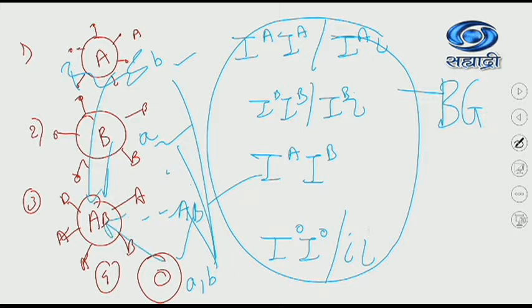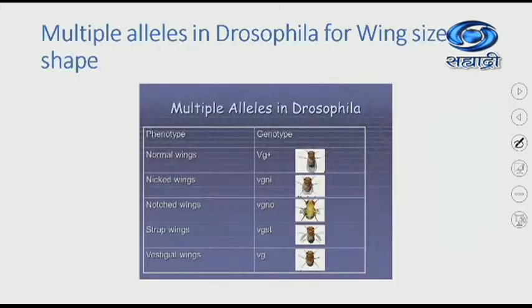All these details you will study in the circulation chapter, so we need not discuss it here. Here I just wanted to teach you about multiple allelism. Many alleles are responsible for one factor, and that factor is blood group. I hope this is clear.